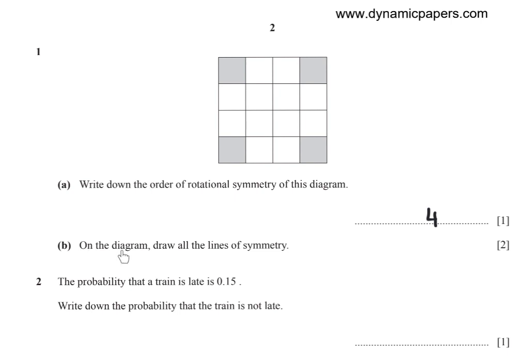For B, on the diagram, draw all lines of symmetry. A line of symmetry divides the shape into two halves such that you can fold them and coincide each other. So for the square also, we have 4 lines of symmetry. We can draw them. This is the first line. And the second line, the vertical one.